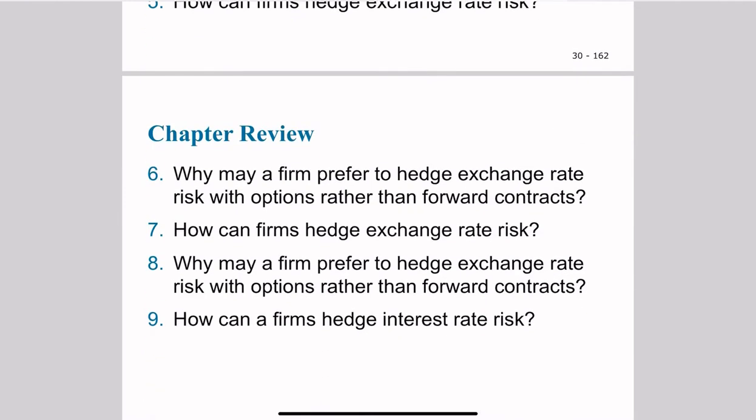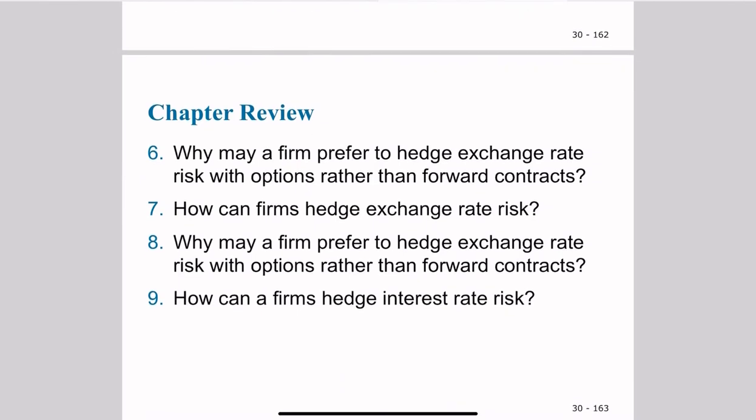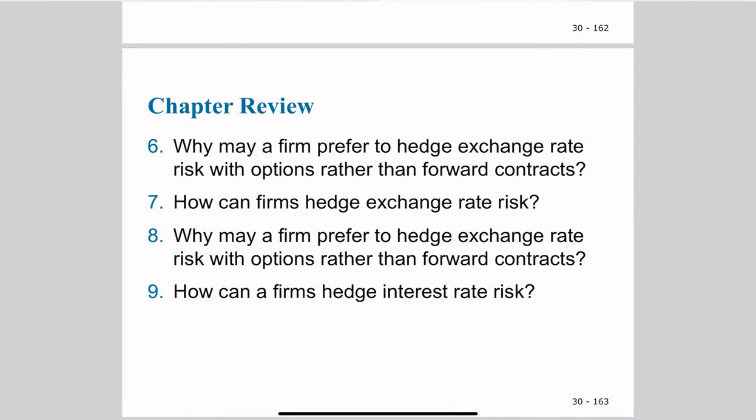Okay, 8. Why might a firm, I think we should talk about 9 here. How can a firm hedge interest rate risk? So for interest rate risk, we basically talk about 2 techniques, right? So the first is duration-based hedging.